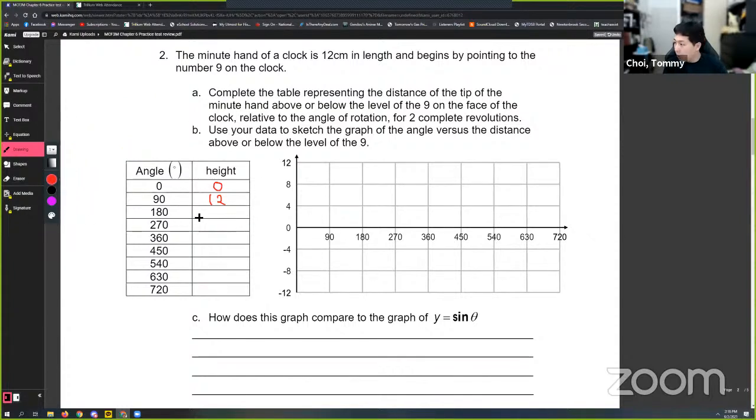So then when we're back to 180, which is 3 o'clock, it would be back to 0. And then 270 degrees is going to be at 6 o'clock, which is -12. It's 12 centimeters below that line. And then 360 is a full rotation, which is back to 0, which is 9 o'clock. This cycle will repeat, and you should get these values here. Any questions?